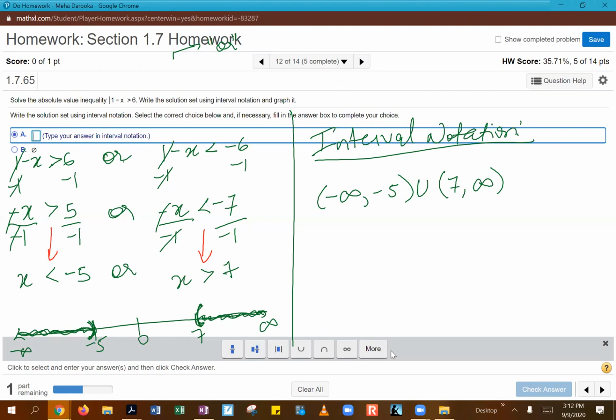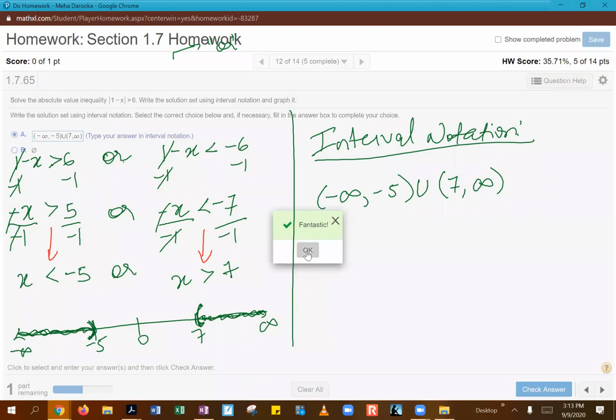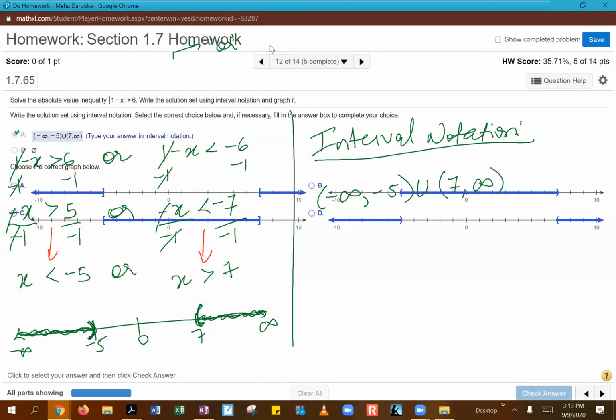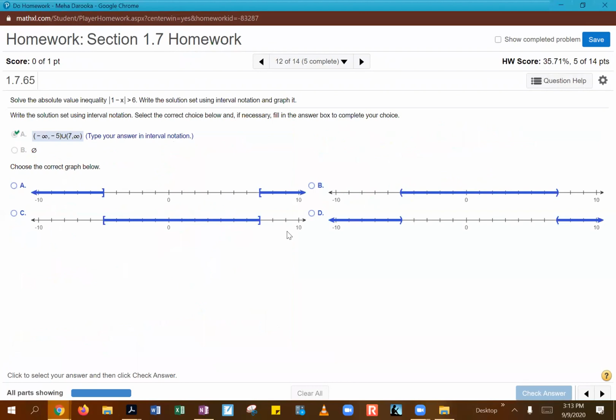So let's start typing this in. That's -infinity, comma, -5, close our parentheses. Then we do our union symbol, open parentheses, 7, comma, infinity, and of course, close that parentheses. Alrighty, and now for our graph, which graph are you going with? A, B, C, or D?